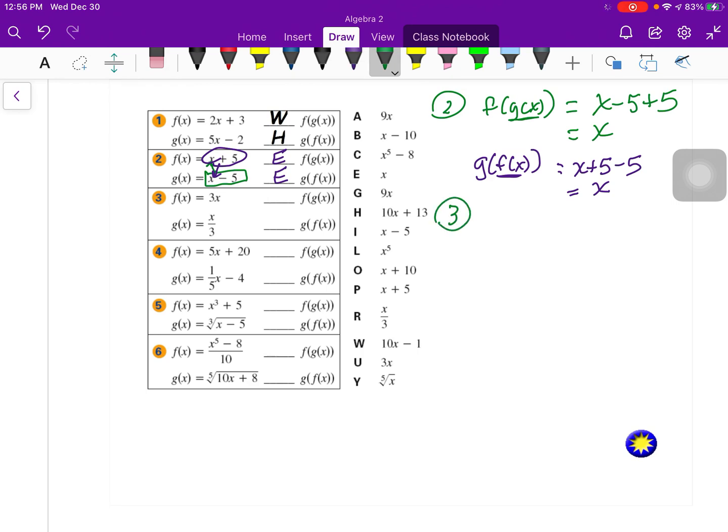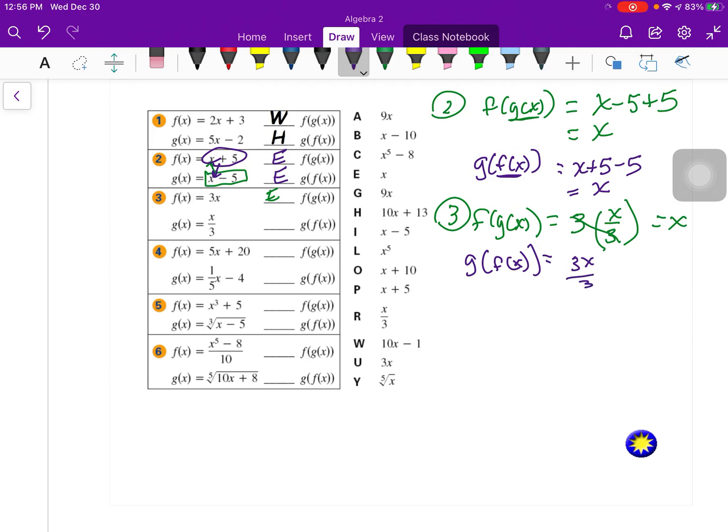Okay, let's try number 3. F of g of x would be 3. In the place of x, I put my g function, x divided by 3. And that gives me x. If I do my g of f of x, I'm going to take my f function and put it in the x spot. So in place of x, I would write 3x divided by 3. And that also gives me x.